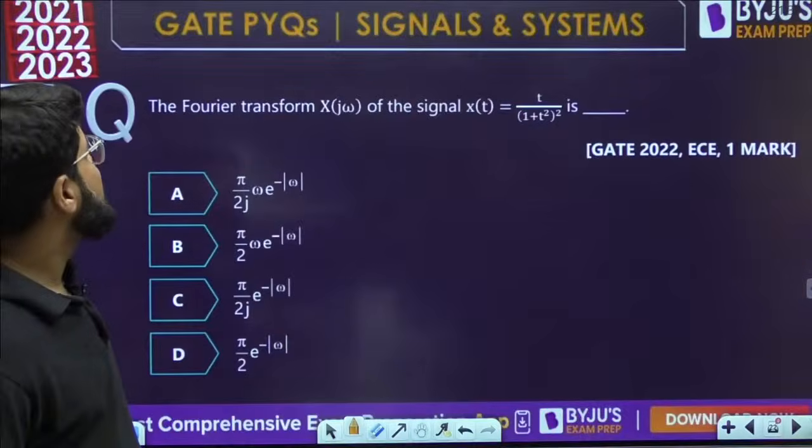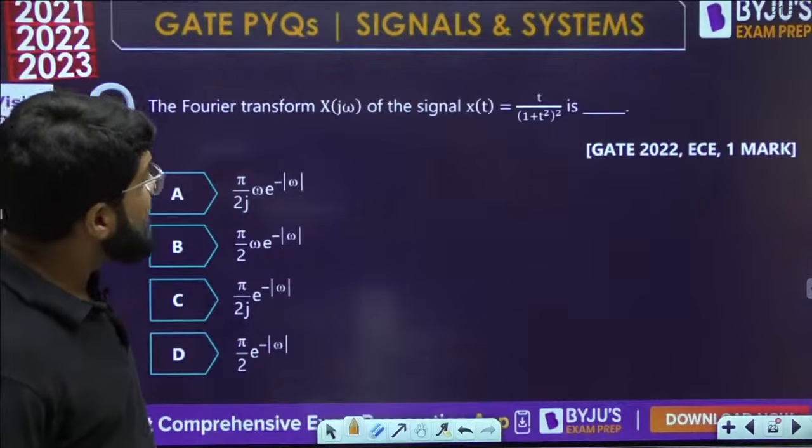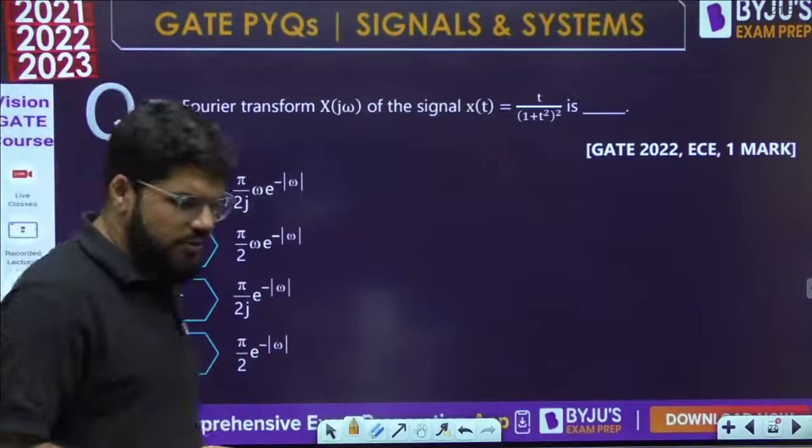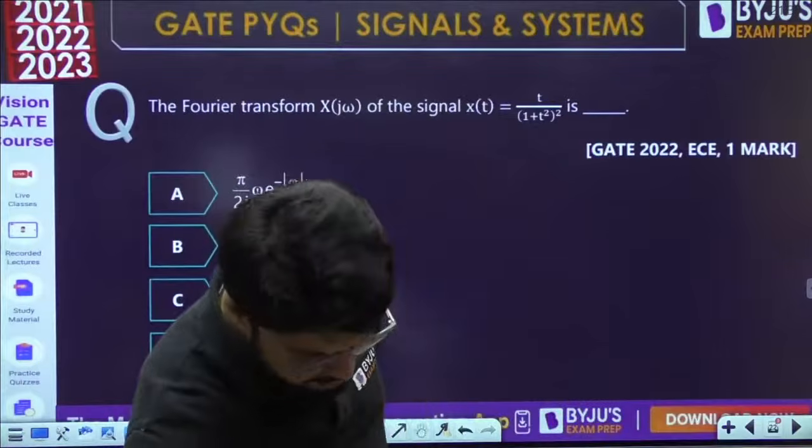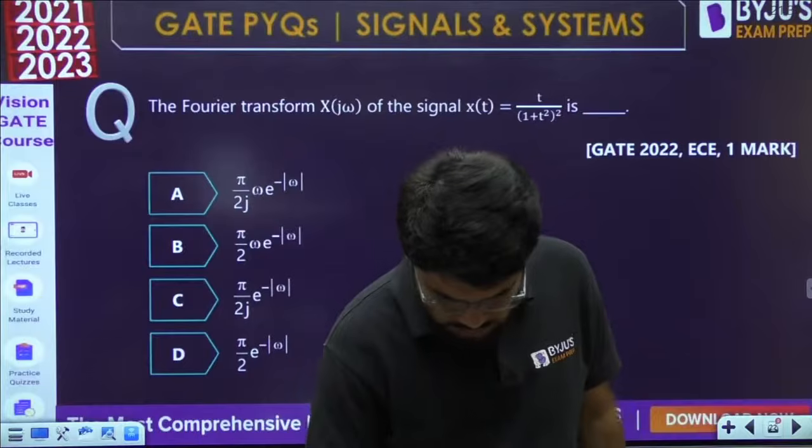Next question. What is the Fourier transform of the signal t upon (1 plus t square) whole square? GATE 2022 EC, 1 mark, but this is a slightly better question. The previous one was a direct formula. Come on, solve it.